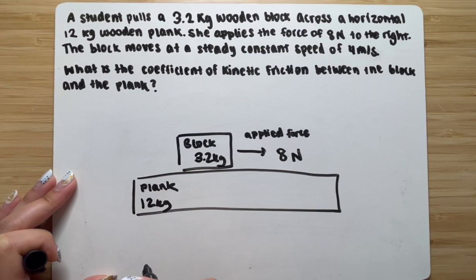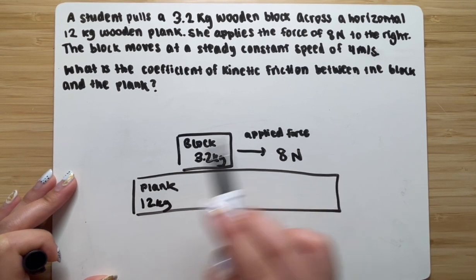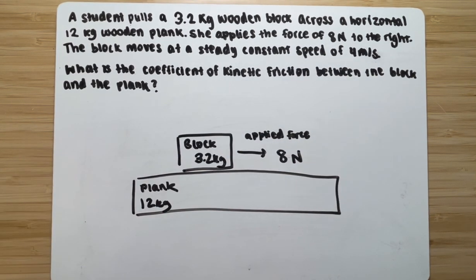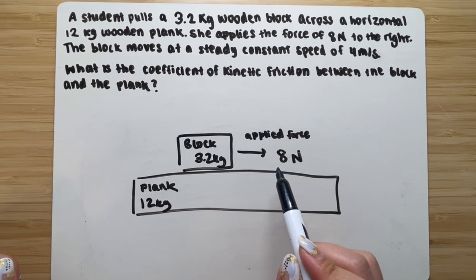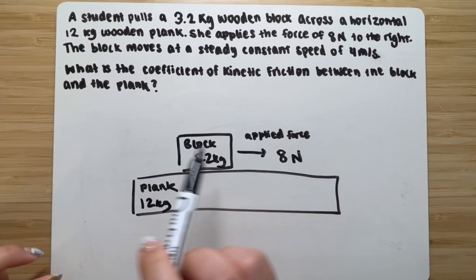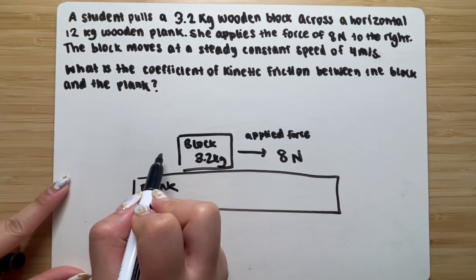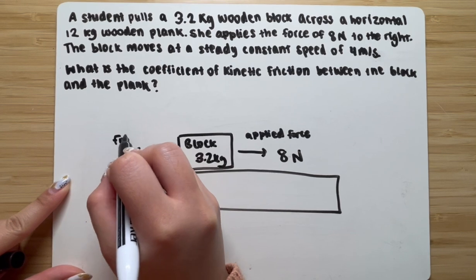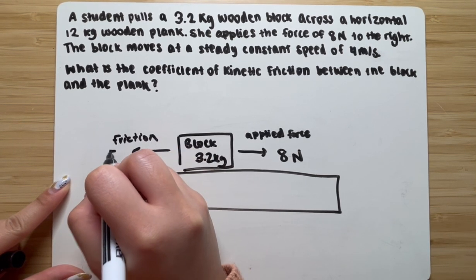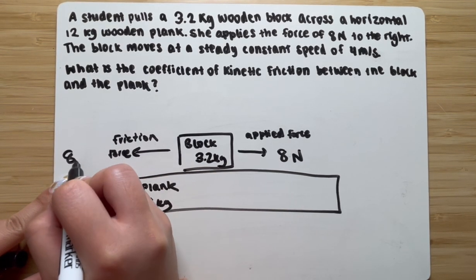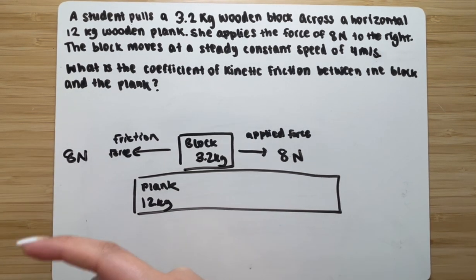And do we know anything else from here? Okay, so this is taken completely from this. Now we can fill in the blanks because we know that for every action, there is an equal but opposite reaction, which means because we have an applied force coming to the right, we're going to have a friction force going to the left. And it's going to be equal but opposite in direction. So it will also be 8 newtons, but coming this way.